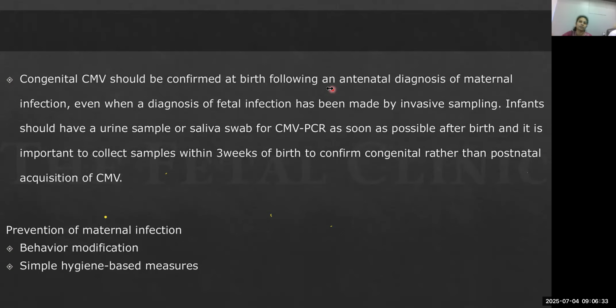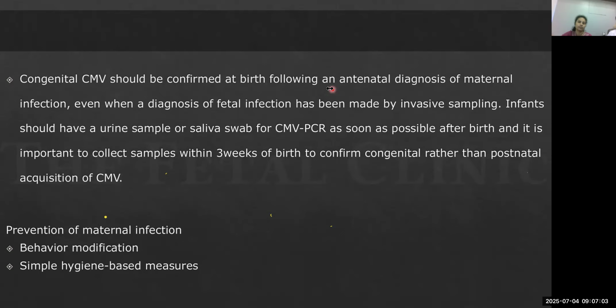IgM, IgG positive at 18 weeks with high avidity. High avidity, certainly, as I told, the risk of transplacental transmission is negligible. We can reassure. Seroconversion, what we have to look for is IgG after. So seroconversion means a previously negative IgG becomes positive in the setting of an IgM positive. That is called seroconversion. Okay.